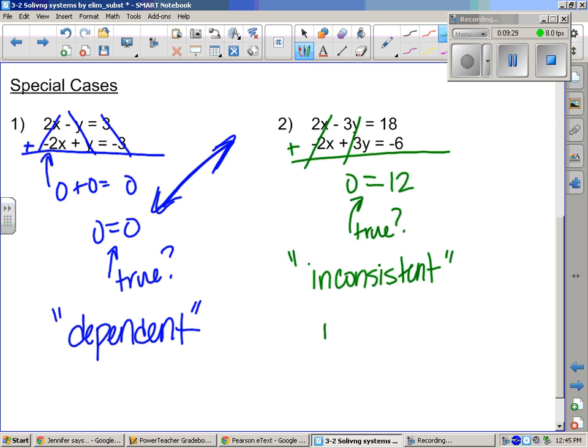Inconsistent system or no solutions. That means those lines are parallel, they never cross.